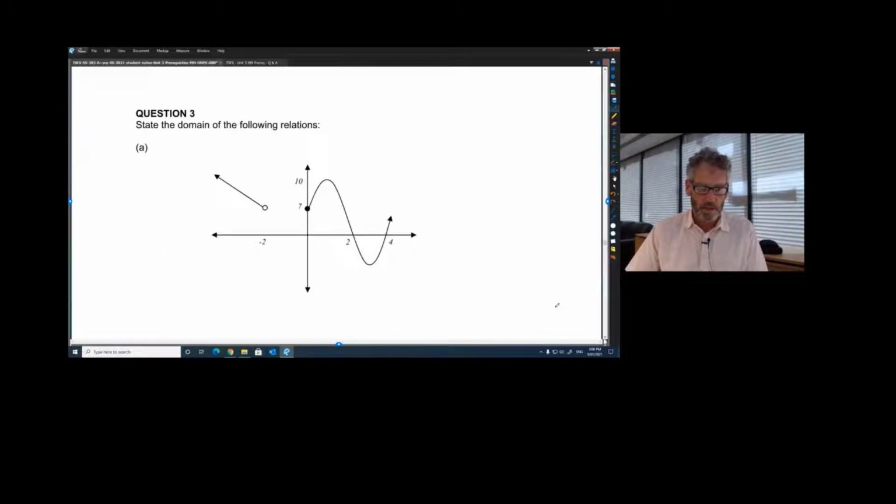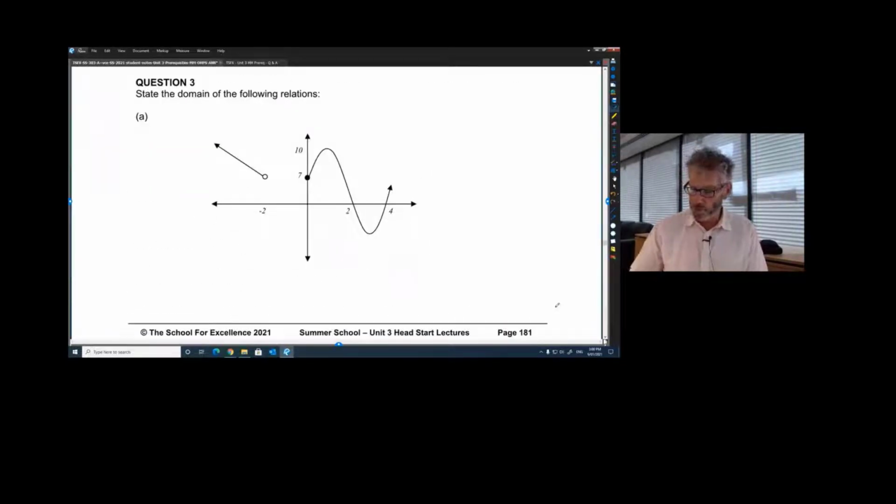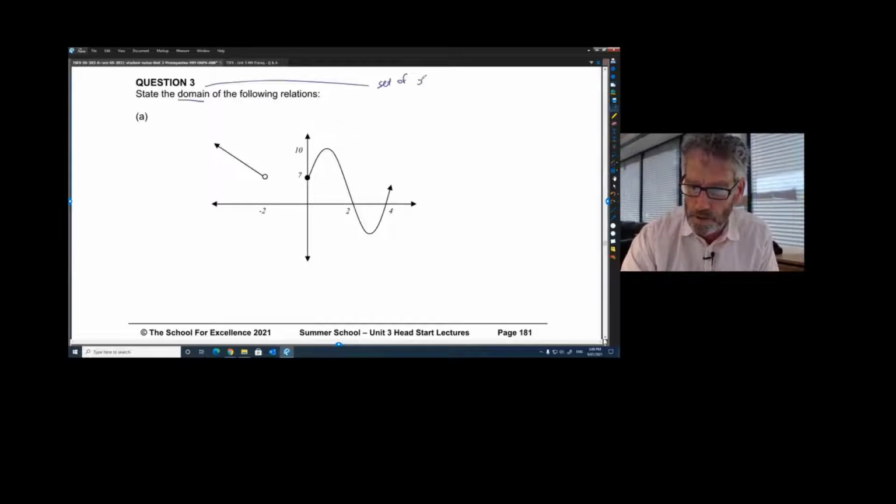Going down to question 3, domains. Now, you've probably done a bit of work with domains. Just a recap here. A domain is the set of x values over which the function is defined.